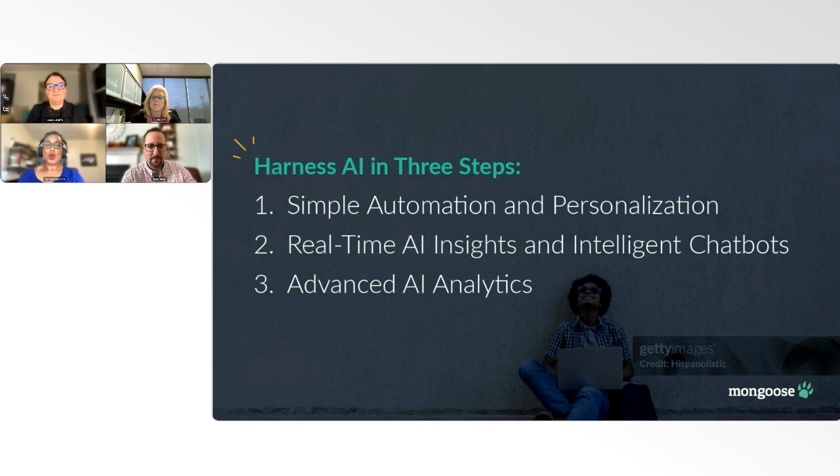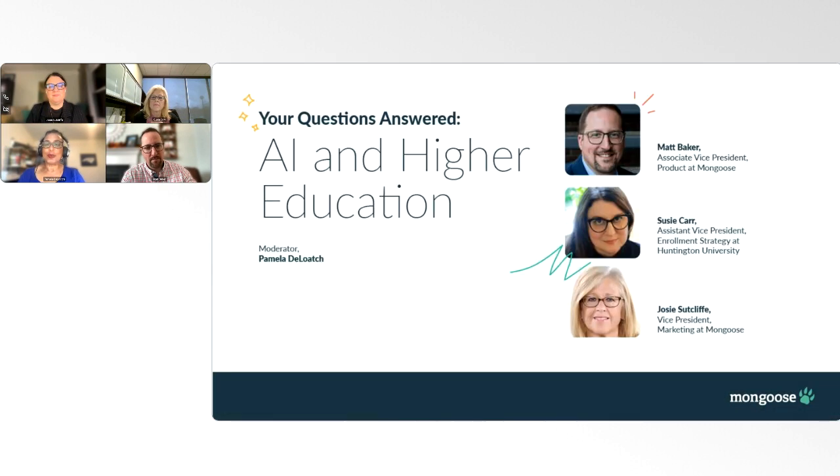First question, what should institutions keep in mind regarding student privacy, compliance, and ethics? And Susie, would you take that one? Sure. One, minimize the data that you're collecting. Always communicate clearly, on the lines of what's happening, who you're talking to, and secure the data with encryption. It was a very easy process working with Mongoose with that.